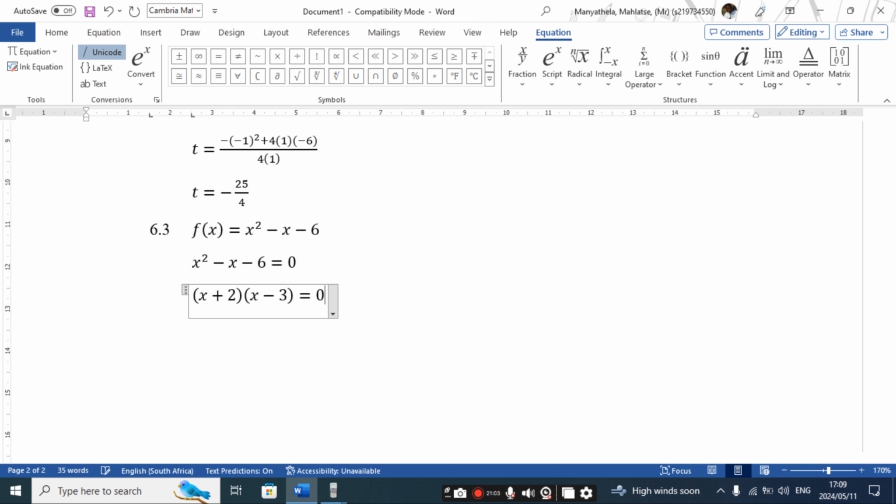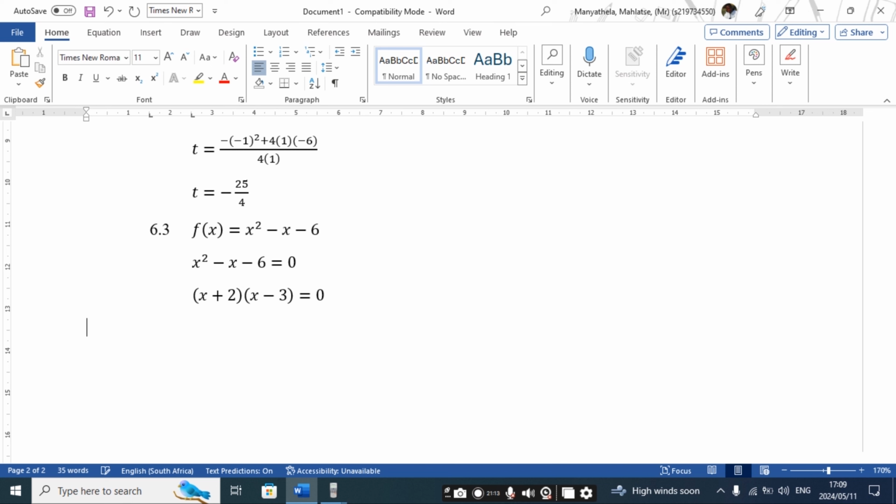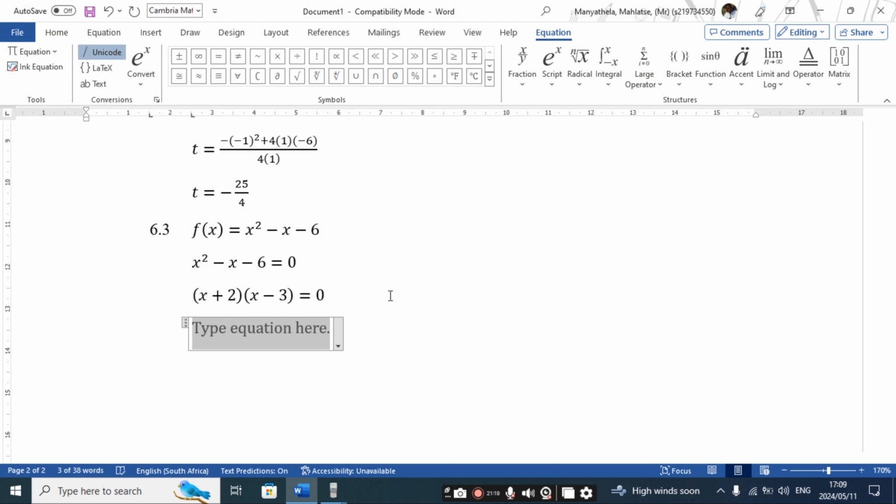Okay, let me look at it before I get carried away. Positive 2 times negative 3 will give me minus 6. 2 minus 3 will give me minus 1. Okay, we are on the right track. So I can simply go straight to the answer.